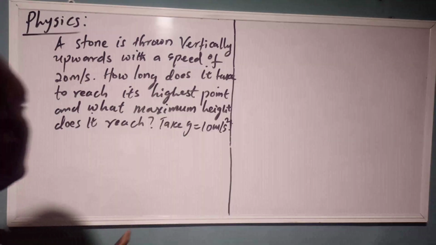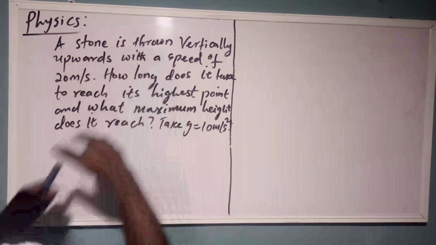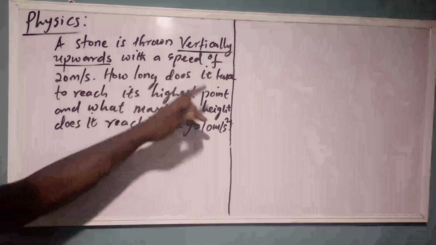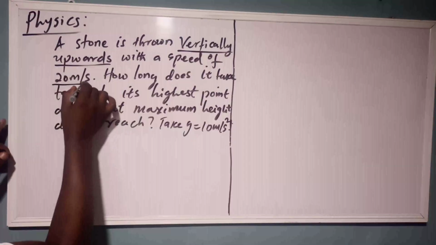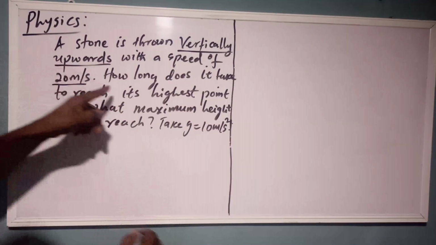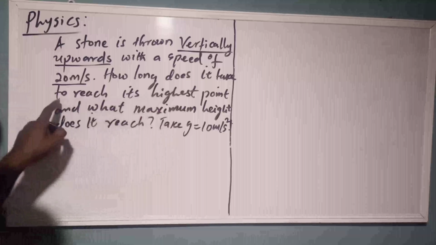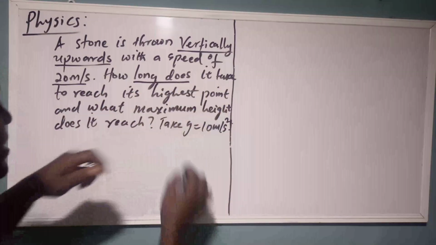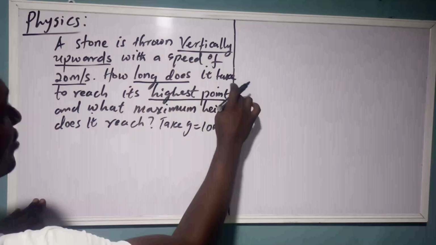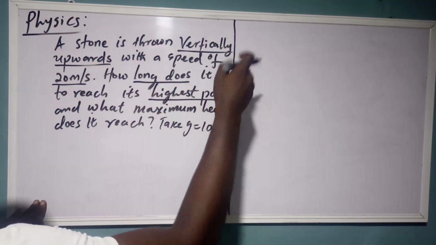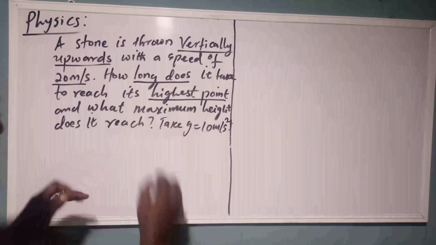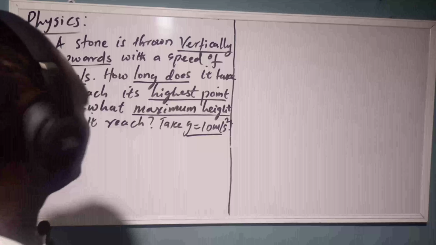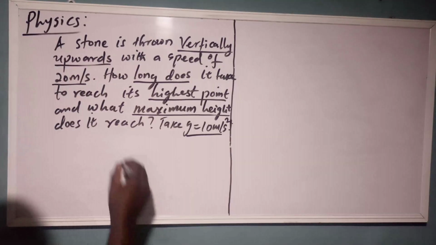Now, let's analyze the question very well. It says a stone is thrown vertically upward. This is very important. And then with a speed, that means it has an initial speed. How long does it take to reach? We are looking for the time to reach its maximum point. At the highest point, the final velocity is 0. And what maximum height? This is what we should also look for. And then they ask us to take g as 10 meters per second squared. Alright, solution.